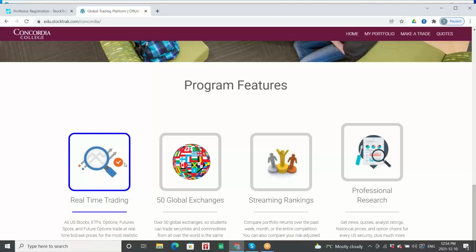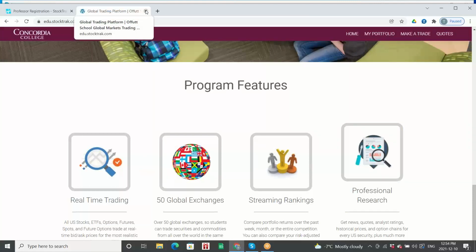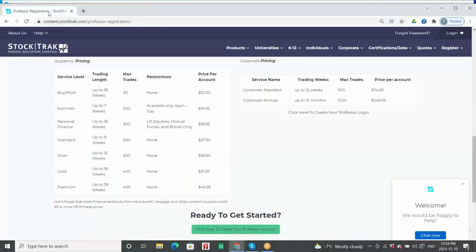So what does StockTrak.com feature? We feature real-time trading. We have access to a wide variety of global exchanges, in the EU, in Latin America, and in Asia. Of course, the students are ranked against each other, and we also have a full complement of professional research. So that's an example of how you can also use StockTrak.com, but let's come back here.